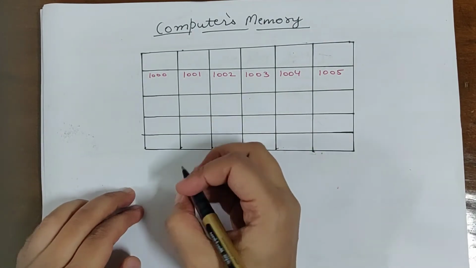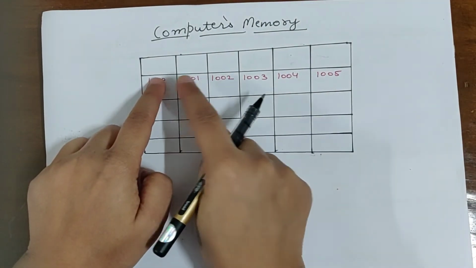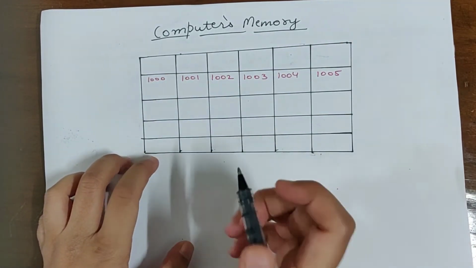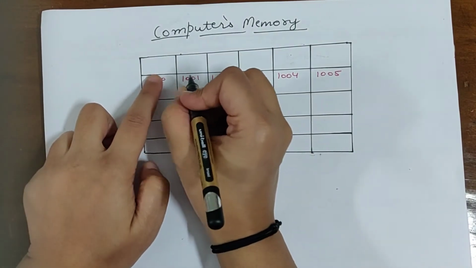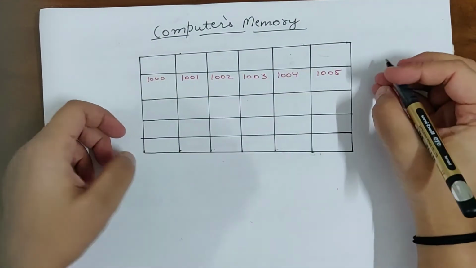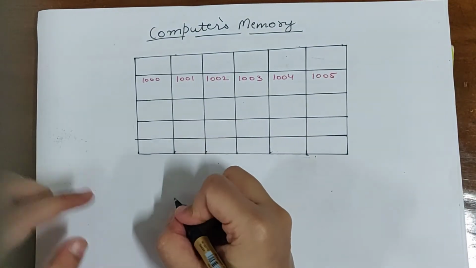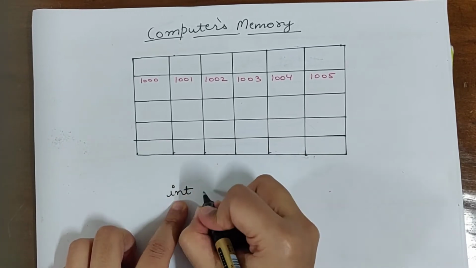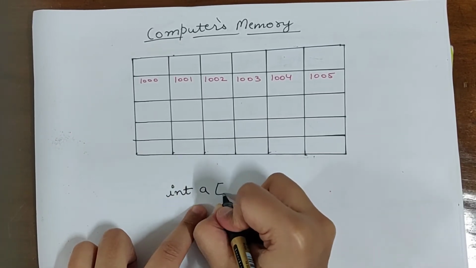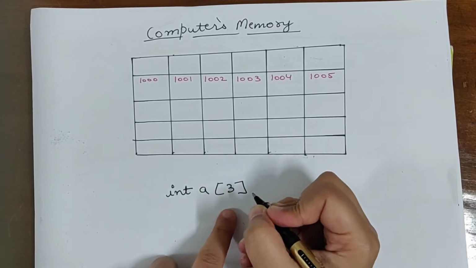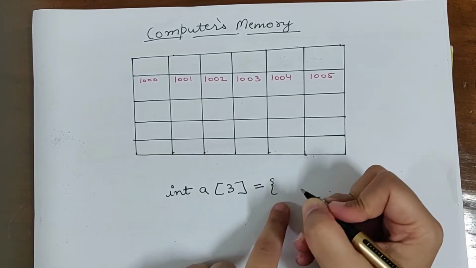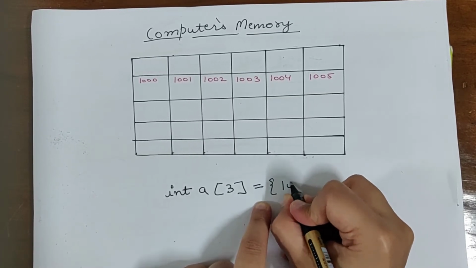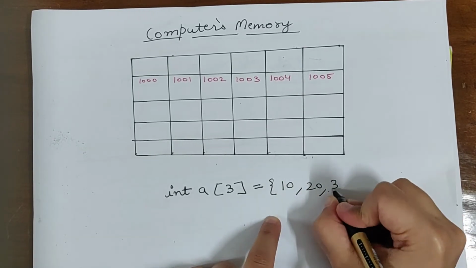Okay, so let's say I want to store 3 students' roll numbers in computer memory. Roll number is integer data type, right? So I have to declare the array in C. I am using C throughout the data structure videos. So integer data type, my array name is A, size of the array is 3 because I want to store 3 students' roll numbers, equal to, I am initializing these roll numbers: first student's roll number is 10, then 20, and then 30.